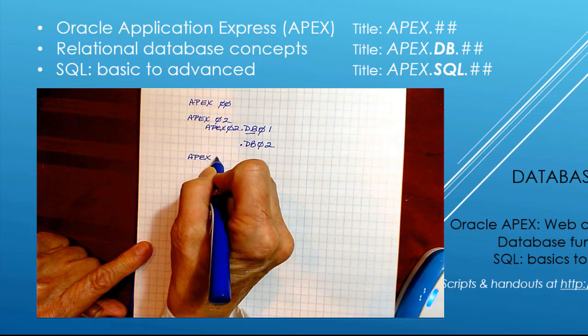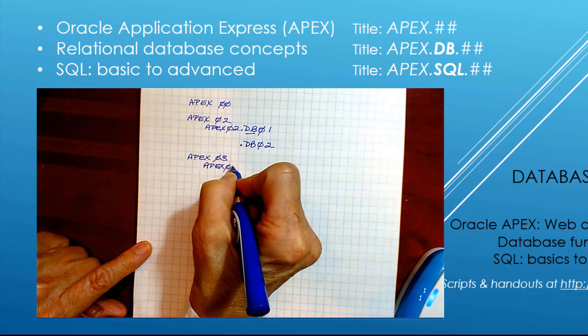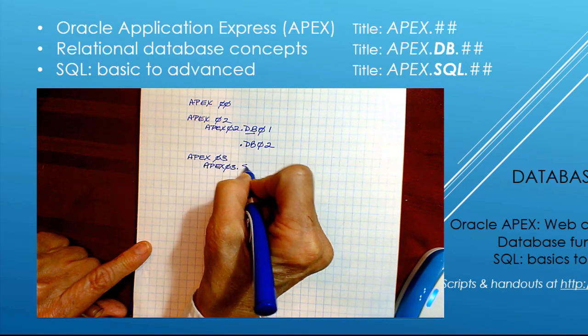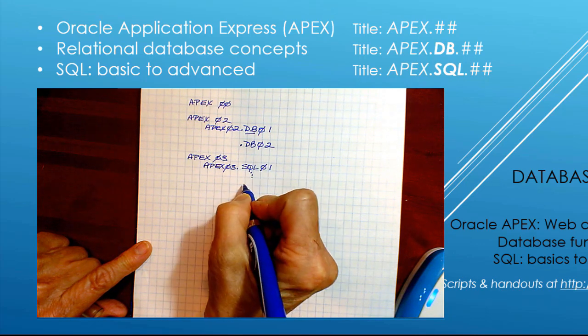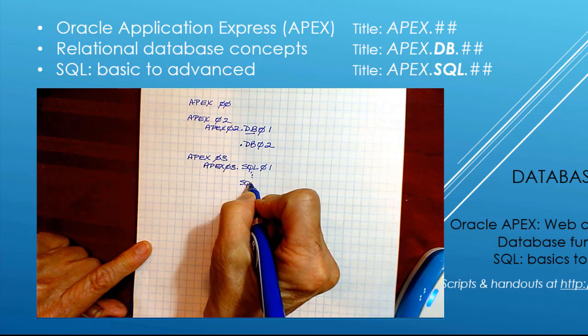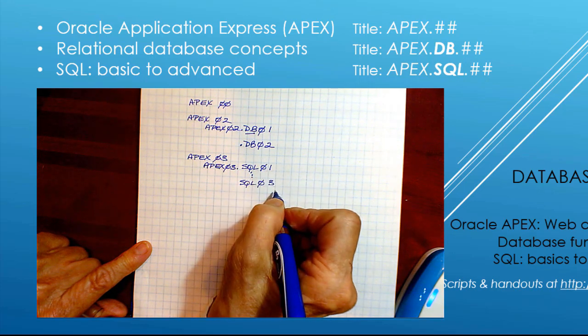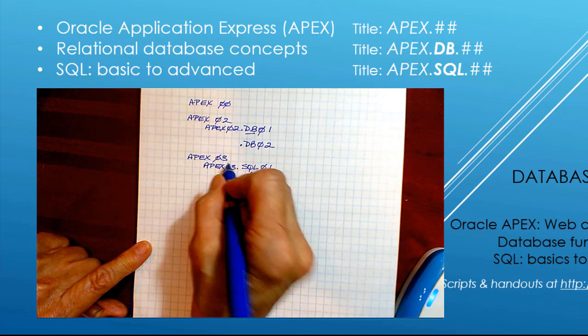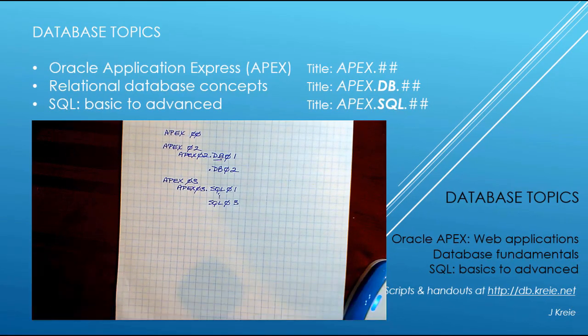And the same thing would go if I have APEX, let's say 03, I have something specific I want to cover in SQL. That would be SQL 01 through SQL 03. So I would have 1, 2, 3, all of these relating to the APEX video 03. Hopefully that'll help.